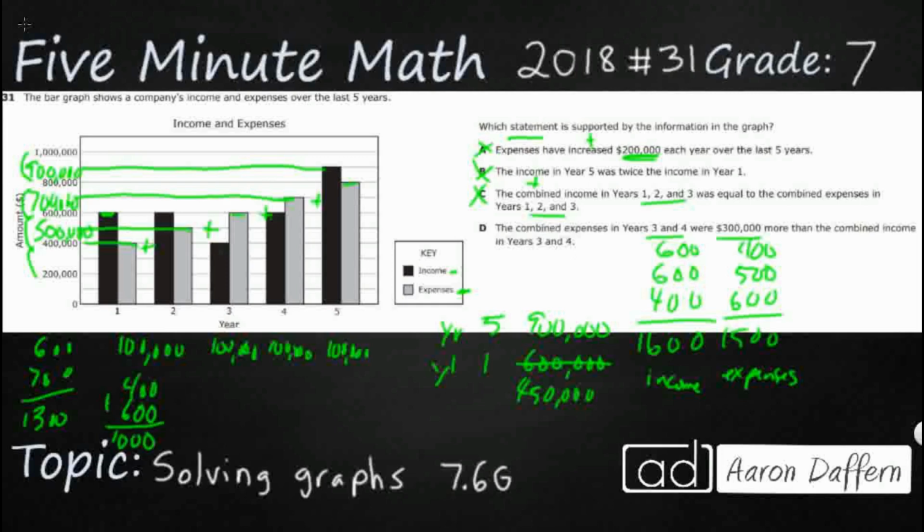So they're not supposed to be equal. This is supposed to be $300,000 more than this, and you know what? It looks like that is correct. 1,300 is 300,000 more than 1,000. Answer is D.